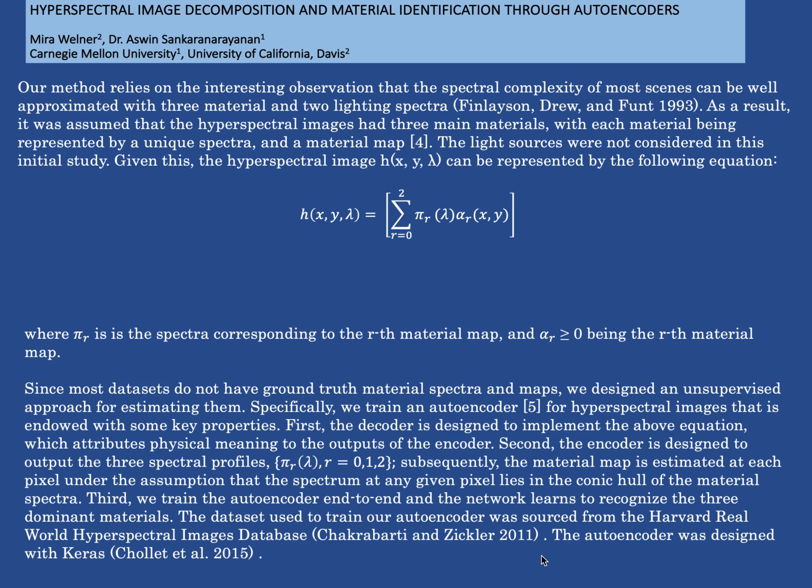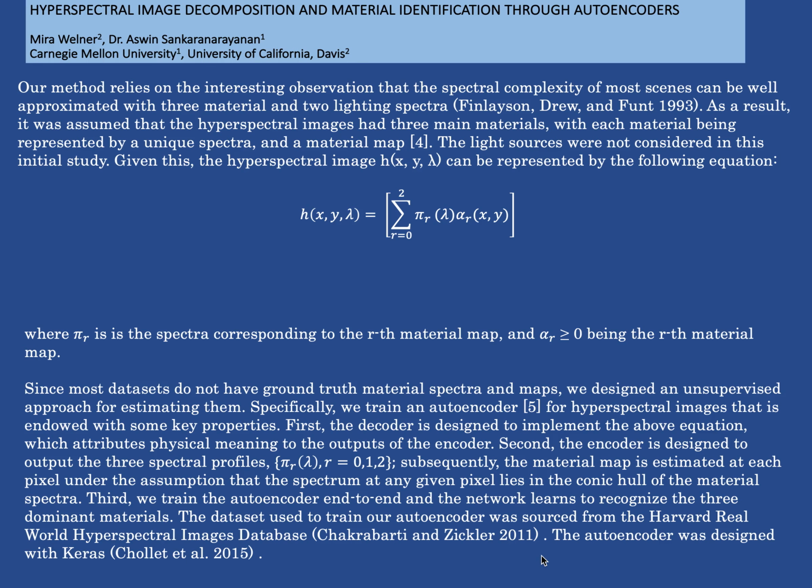What we did was we fed it through an autoencoder. Most autoencoders simply use convolutional layers to compress the image into latent features and more convolutional layers to decompress it. But this particular autoencoder, for the decoder, implemented the above equation and split it into its material maps and spectra. Because we were reconstructing the latent features, assuming that they were hyperspectral image spectra and material maps, that meant that they became that.